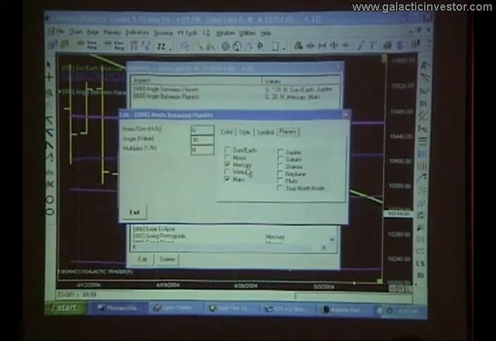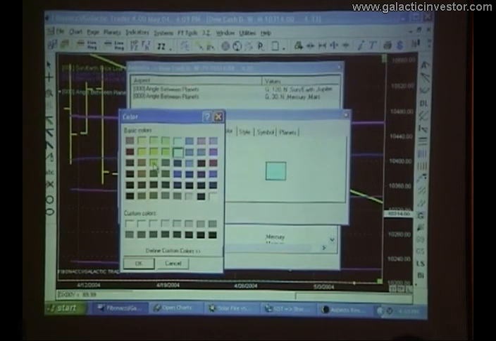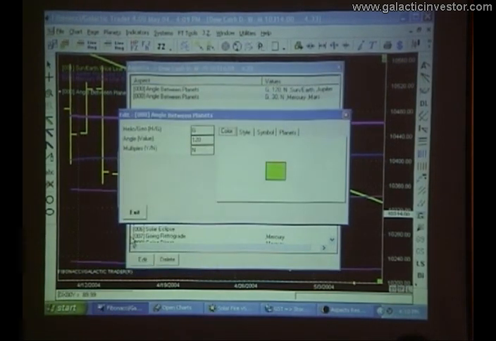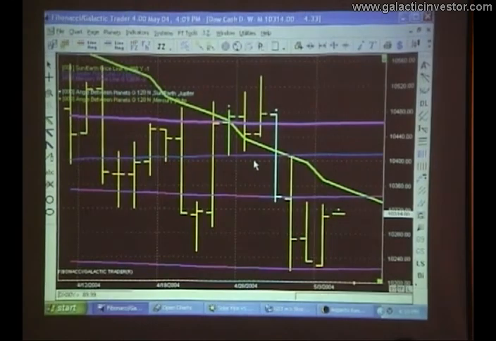go to planets, check Mercury, check Pluto, change the angle to 120. You can go to style and make the bar thicker. We already have blue colored for Jupiter, so let's pick a different one under symbol. Let's pick a circle. You can click on color and change the color to say green if you like green, the color of money. And now you have the Mercury-Pluto bar colored.